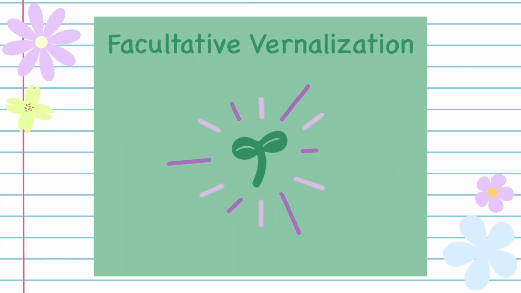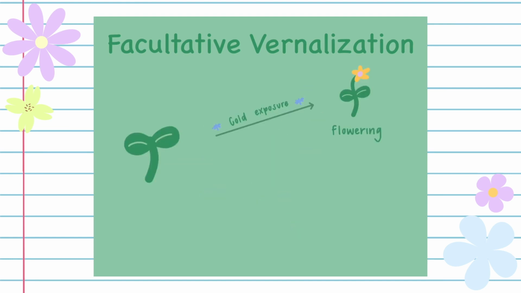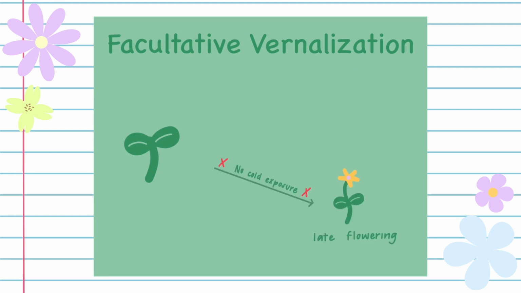Now that we're experts on obligate vernalization, let's move on to facultative vernalization. So when our plant friend is exposed to the cold, flowering occurs. When it's not exposed to the cold, late flowering occurs. So once again, cold exposure is not required for flowering, but it is beneficial for the plant.